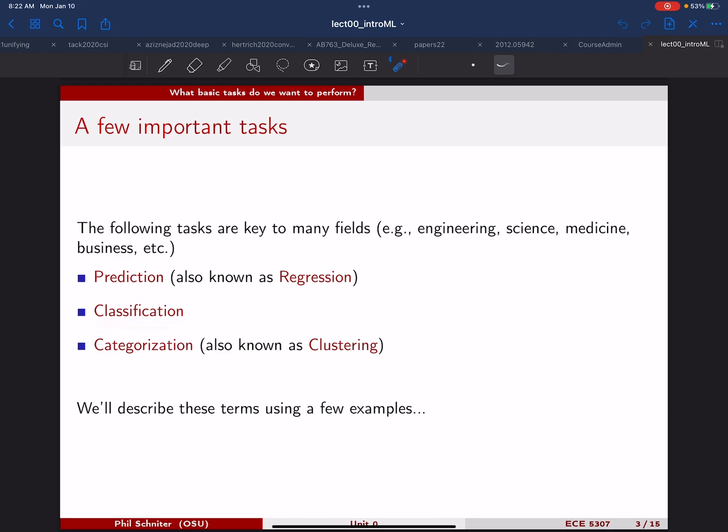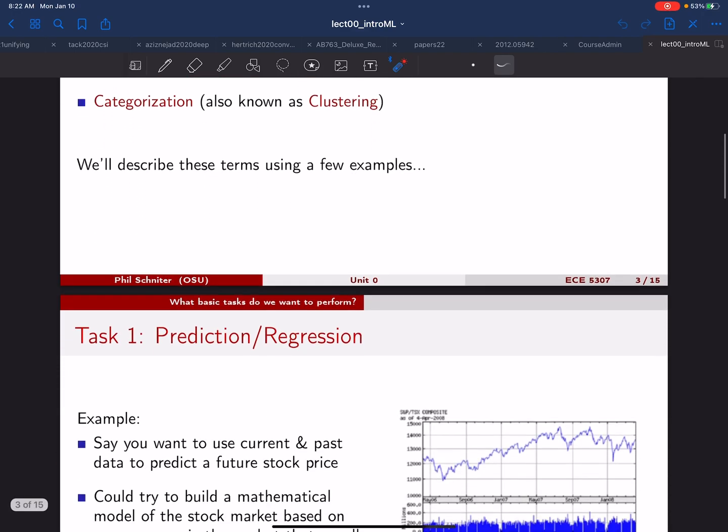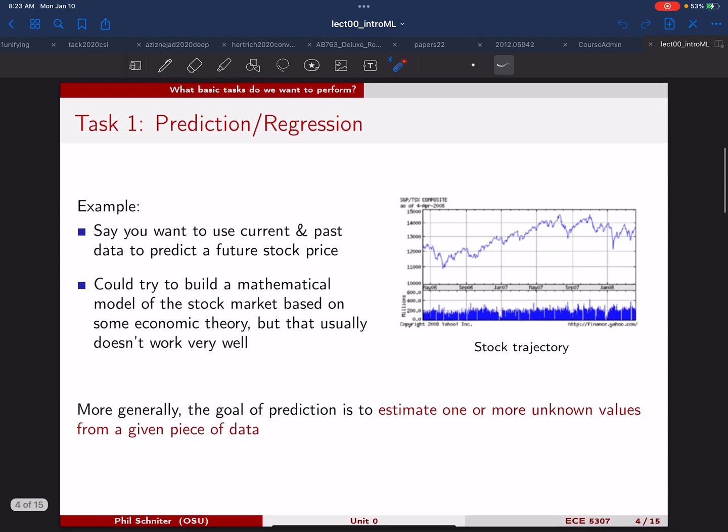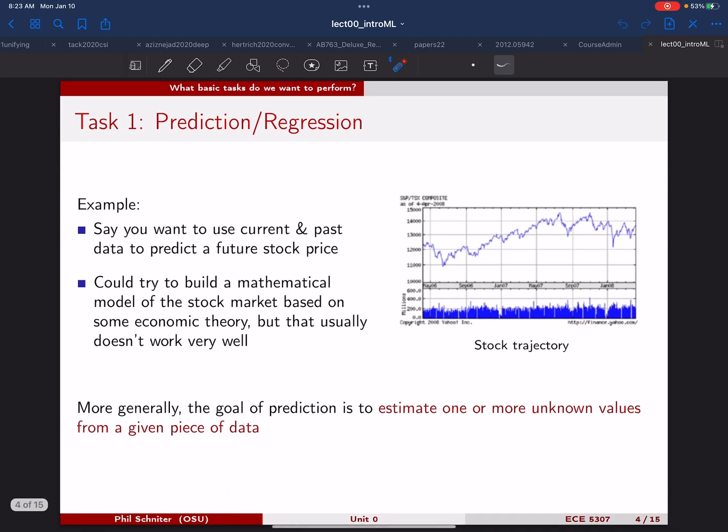And then the third one is what you can call categorization or clustering. Somebody gives you a bunch of data and they ask you to organize it. Can you partition this data into different pieces that are similar within and different across pieces? So we'll talk about these just in a little bit more detail now. So first one is, like I said, prediction or regression.